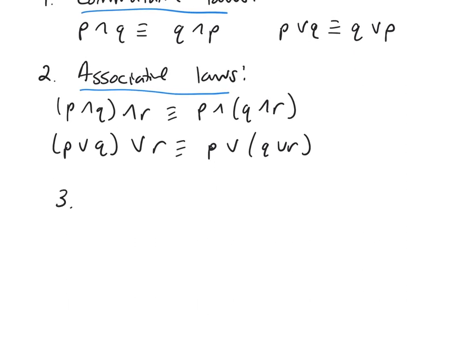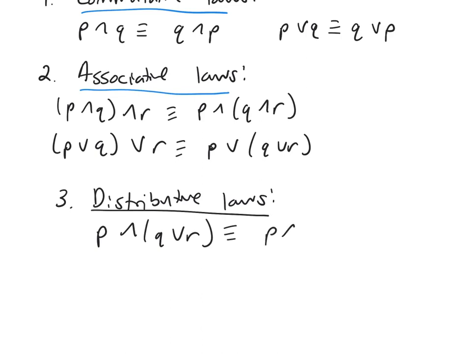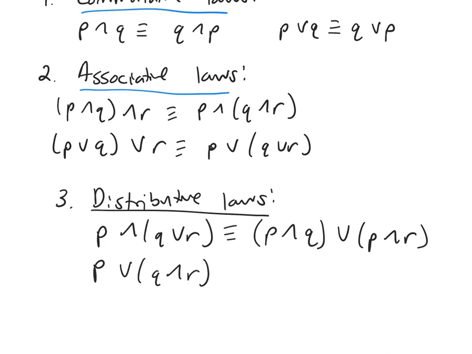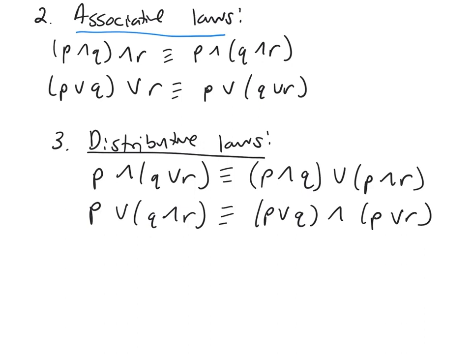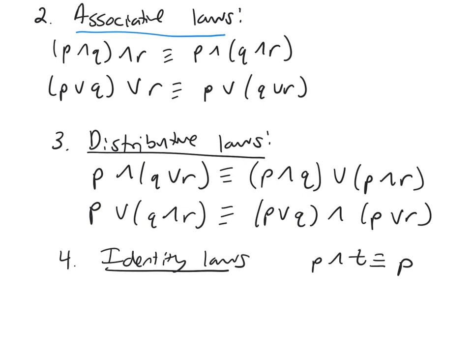The third one is the distributive law. It tells you how to distribute: P and Q or R is equivalent to P and Q, or P and R. P or Q and R is logically equivalent to P or Q and P or R. You have some identity laws. Those tell you P and a tautology would be equivalent to P, and P or a contradiction would be equivalent to P.